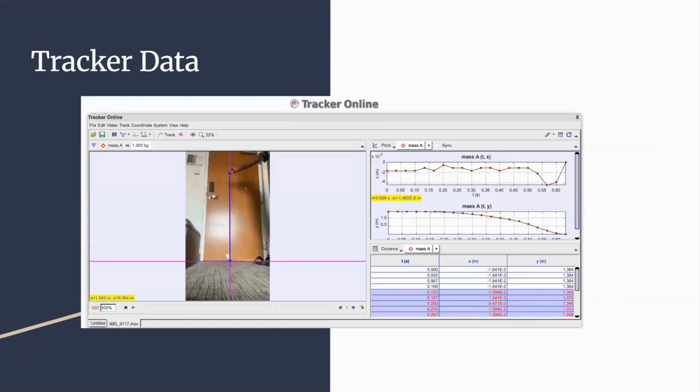So for the Tracker data, you can see on the slide the interface along with the recorded data points. Each point represents the position of the ball at a specific moment in time. By marking the ball frame by frame, I was able to capture how its position changed as it fell. This data reflects the actual motion of the object and serves as the experimental baseline for comparison.